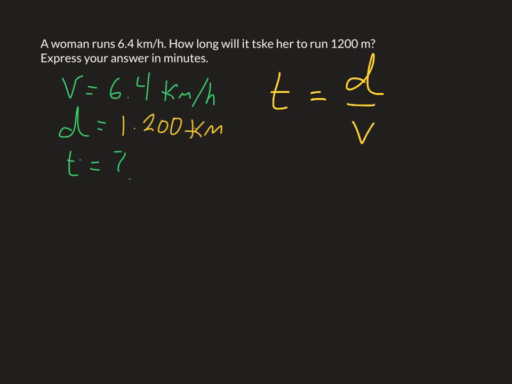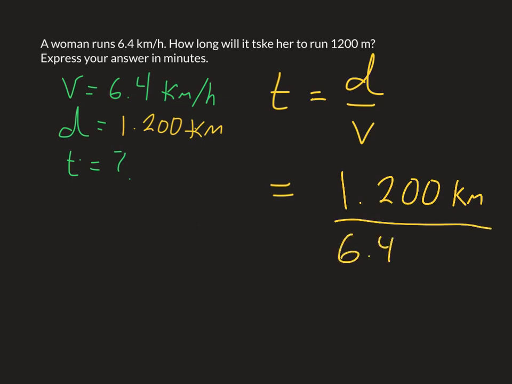We have distance, we have speed, so all I'm going to do is plug those into my equation. So I've got my distance of 1.200 kilometers divided by 6.4 kilometers per hour. And so what happens here is because I have kilometers on top and on the bottom, kilometers is going to cancel out, and all I get left with is hours. Okay, so when I put that in my calculator, what I get as an answer is 0.1875 hours.